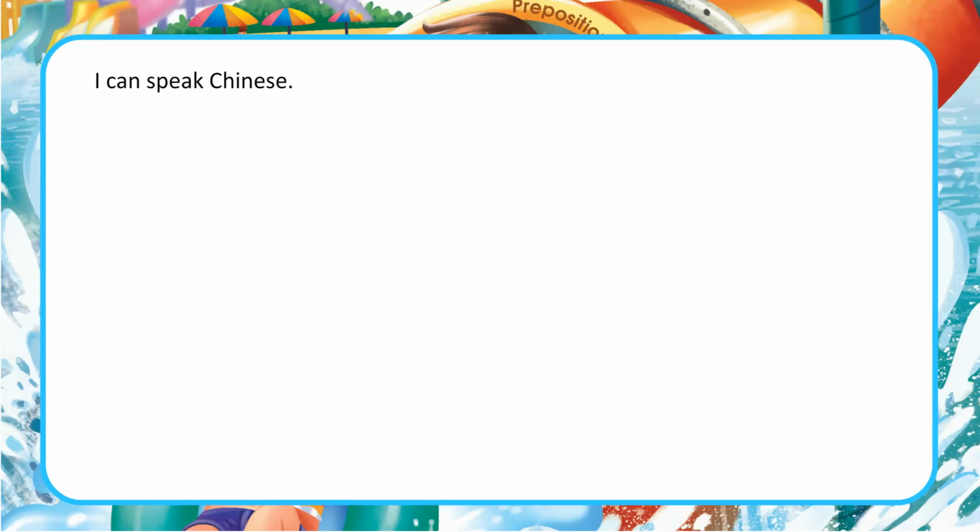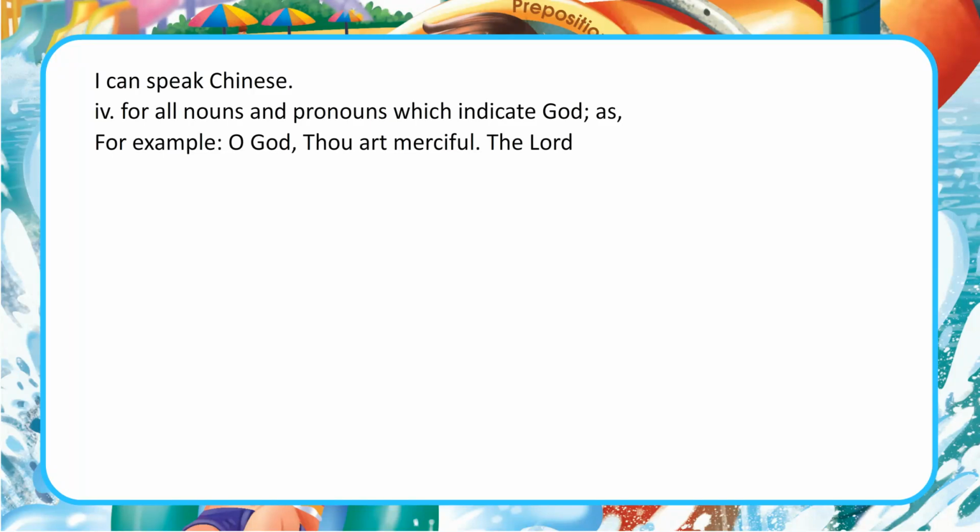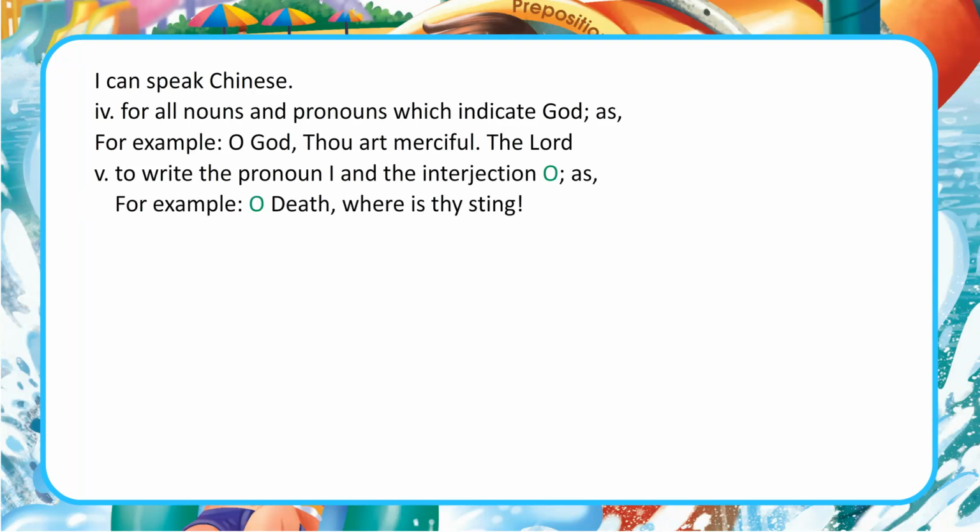I can speak Chinese. 4. For all nouns and pronouns which indicate God, as, for example, O God, thou art merciful. The Lord. 5. To write the pronoun I and the interjection O, as, for example, O death, where is thy sting? It is not I who should apologize.